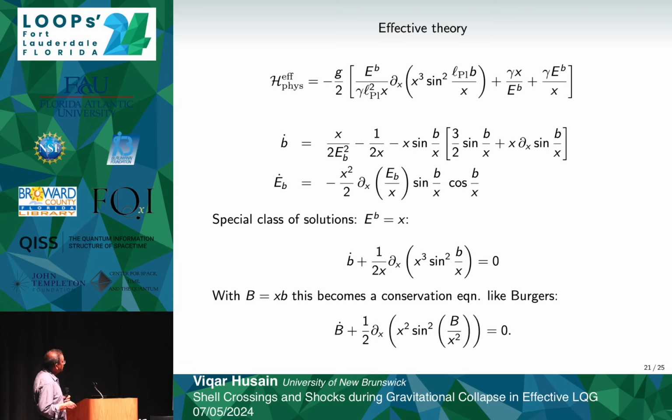Now, if we make a little change of variable, replace this B, which is conjugate to this EB, then this becomes a conservation equation exactly like the Burgers equation that I showed you earlier. And so now, essentially, it's a matter of picking up this equation and turning the handle and asking, what are the characteristics like? What does it give in terms of wave breaking or shock wave, and how do we go about finding it?